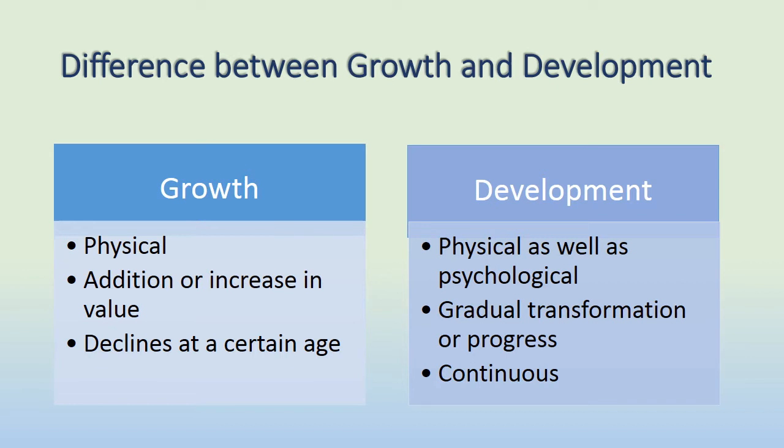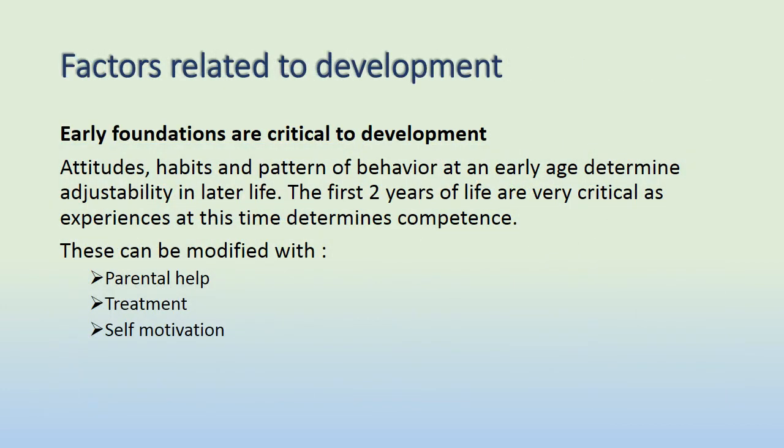Another difference is that growth declines at a certain age, but development is a continuous process and it continues throughout the lifespan of an individual. Now we will try to understand some of the factors which are related to human growth and development. The factors which we are going to discuss have been taken from the book called Developmental Psychology, which is written by Elizabeth Hurlock. So we will be discussing the points which have been compiled by her.